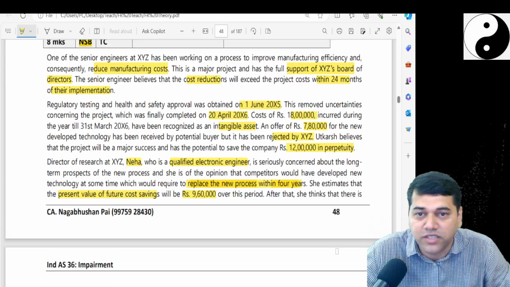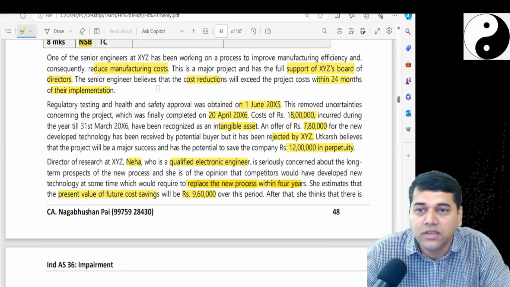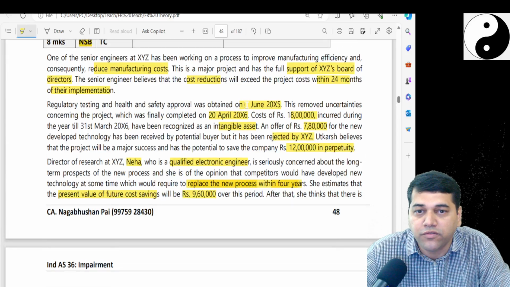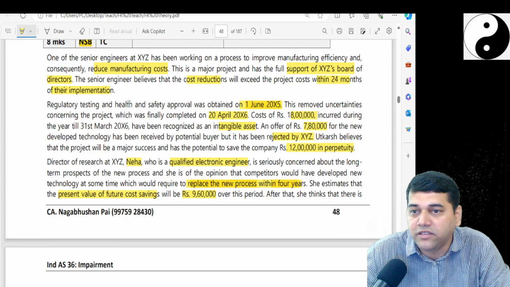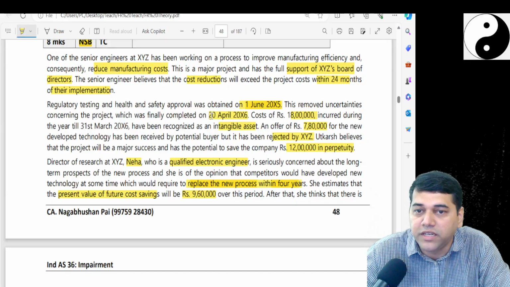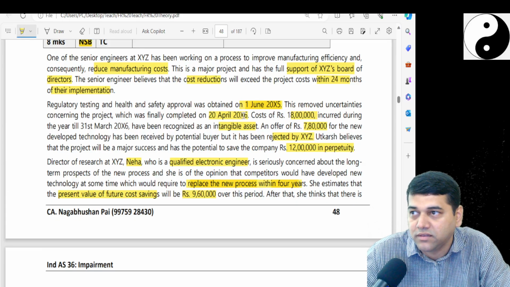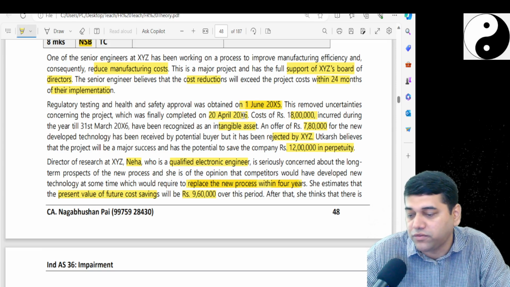Now, what is this 31st March 2016? The regulatory testing was uploaded on 1st June, and this removed the uncertainty, and it was completed on 20th April 2016. Now, on 31st March 2015, what was it?